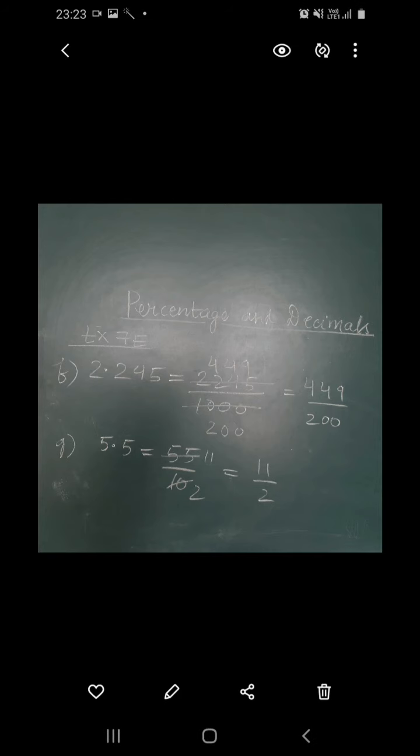Now in the same way I have solved option G. 5.5 is equal to, it will be written as 55 upon 10. Why is it written as 55 upon 10? Because it is having 1 digit after the decimal point, and we all know that 5 11s are 55 and 5 2s are 10. So after converting it into fractions, the final answer will be 11 upon 2.